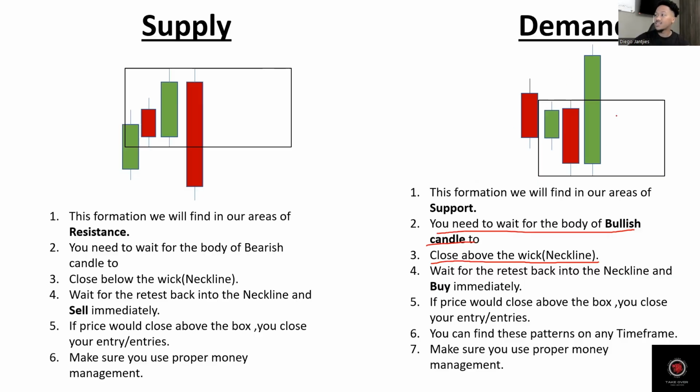As you guys can see over here, the sketch right there, you need to wait for this candle to close above this wick right over there. How are you going to box it out? This odd candle, which you see over there, will basically be the area where you're going to get your box out. The high of the box and the low of the box will be your lowest wicks, which you are seeing right over there. You wait for the retest back into the neckline and you buy immediately.